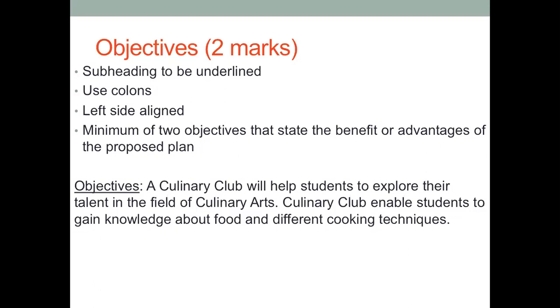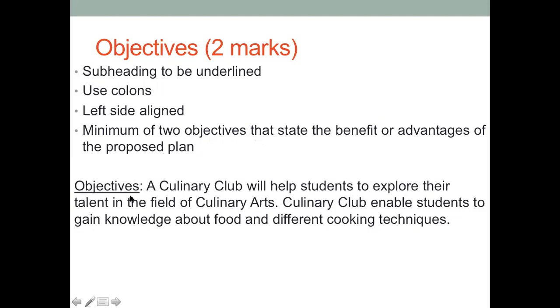So after heading or introduction, you cover your objectives, where you are stating the aim behind organizing or setting up a club or organizing some events. So similar to heading and introduction, objectives is also called a subheading, which has to be underlined. You have to use colons, and it has to be left side aligned. Again, a minimum of 2 objectives that state the benefit or advantages of the proposed plan. But remember, you're not writing in points, you are writing in sentence form, 2 complete sentences, the way it is given here as an example.